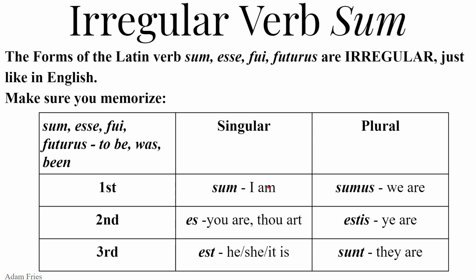Sum, I am. Es, you are. Thou art. Est, he, she, it is. It can also mean there is, an existential est. Sumus, we are. Estis, ye are. And sunt, they are. Can also be existential sunt, there are. Remember that these verbs act as linking verbs. So linking a subject in the nominative with a predicate nominative.